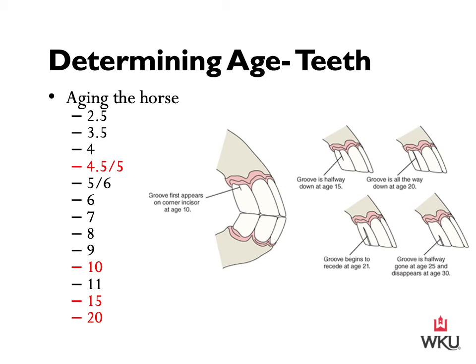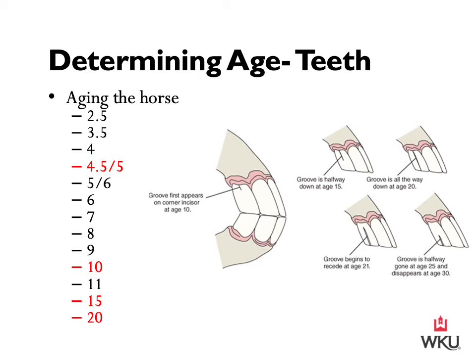At about 4 years of age, the last permanent molars erupt, giving the horse a total of 6 permanent molars on each jaw, which is at the age of 4. Between 4.5 to 5 years, the horse should have all of its permanent teeth. At this age, one is considered to be full-mouthed.